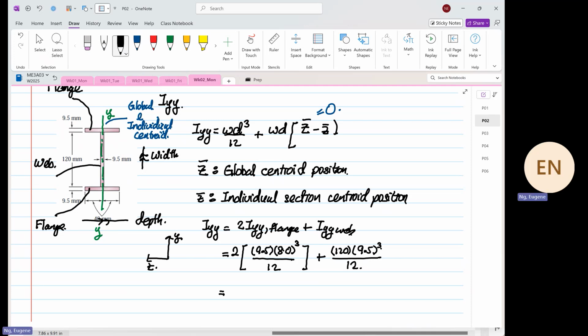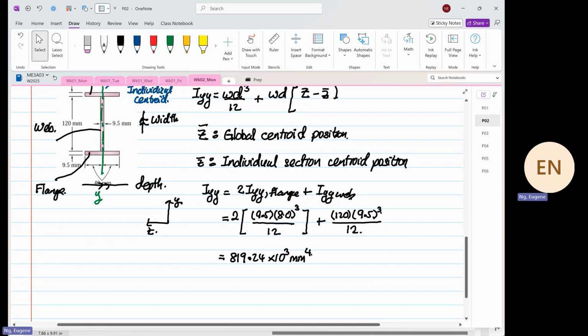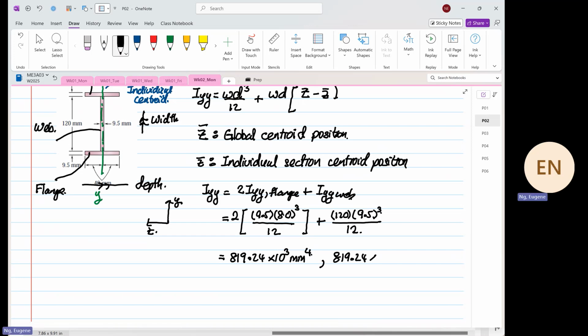So what we have is 819.24 times 10 to the power 3 millimeter power 4. Okay. Then when you convert this, it'll be equal to 819.24 times 10 to the power minus 9 meter to the power 4.